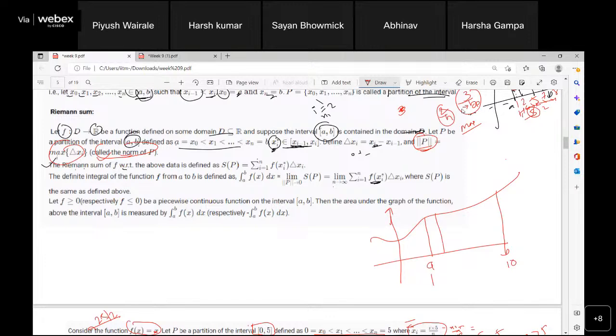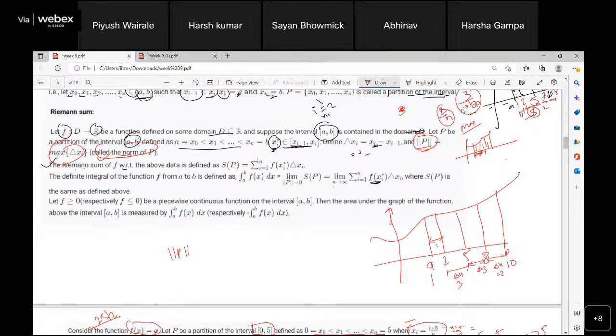Previously I divided this into intervals of 1, 1, 1. Say the distance between two sub intervals is 1 only, right? It is constant. But here what I am doing, it is 1, say it is 2, it is 5, it is 8, it is 10. The difference between these two is 1. The difference here, del of x, is 3. Here del of x is also 3, right? Here del of x is 2.